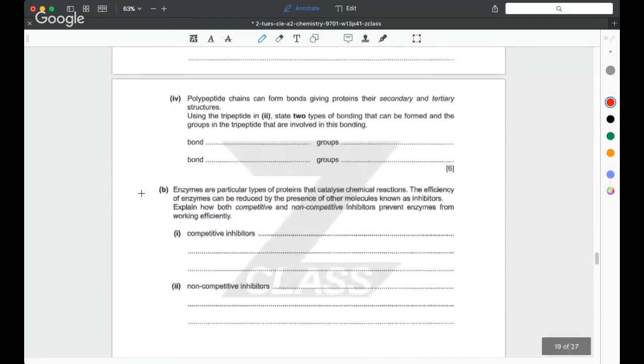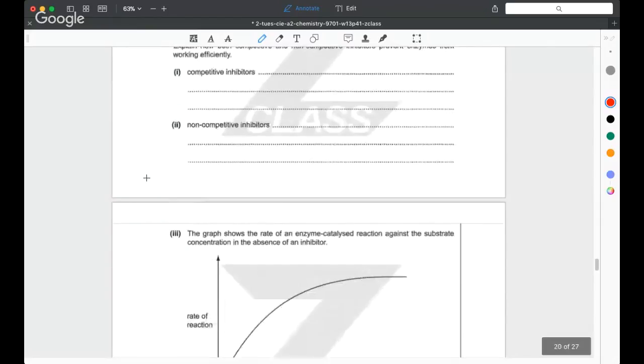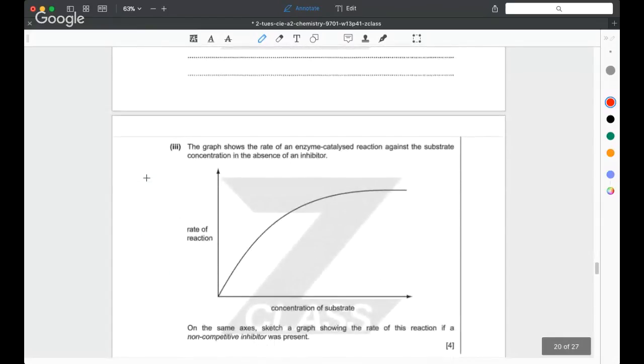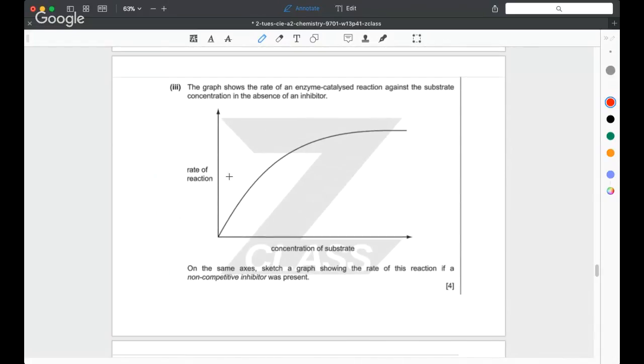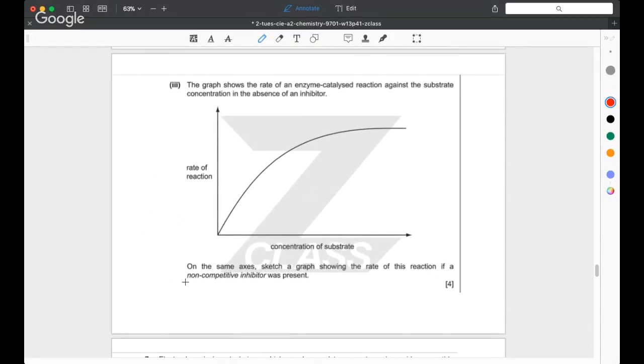Okay, let me try and get through here. Okay, this is a question about a non-competitive inhibitor. So the non-competitive inhibitor doesn't fit into the active site of the enzyme.